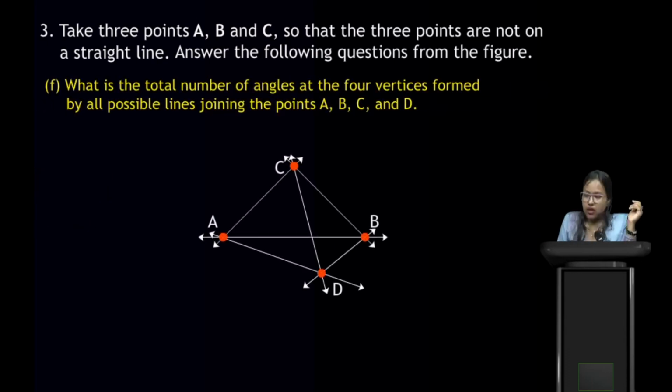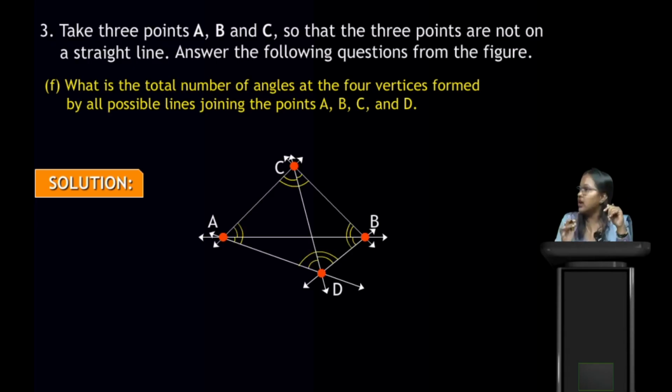Okay. Now next question is, what is the total number of angles at the 4 vertices formed by all possible lines joining the points A, B, C and D? So how many are there? Can you count it now? So here you see, in every vertex, how many angles formed? If I ask you, what would be your answer? In every vertex, how many angles are forming? Yes, very good, total 3.